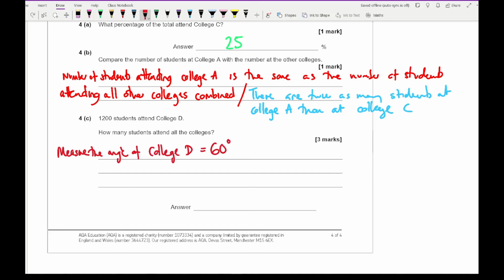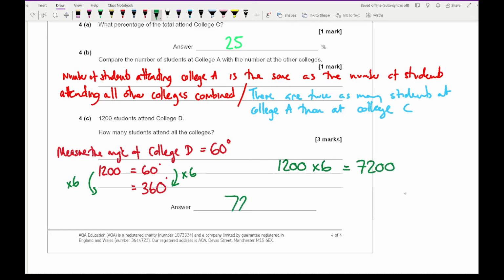Now, what we then work out is that 1,200 students equals 60 degrees. And we want to work out how many students there are in 360 degrees. So think to yourself, well, how do we get from this number to 360? Well, I need to multiply by 6. So I need to do the same to the 1,200. So if I do 1,200 times 6, I get an answer of 7,200, which is our final answer.